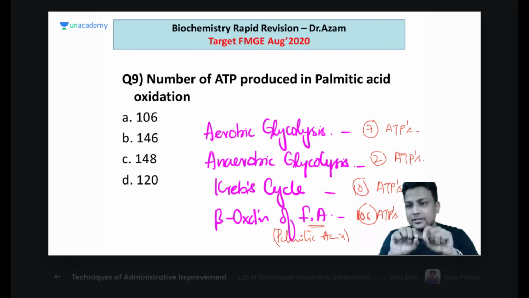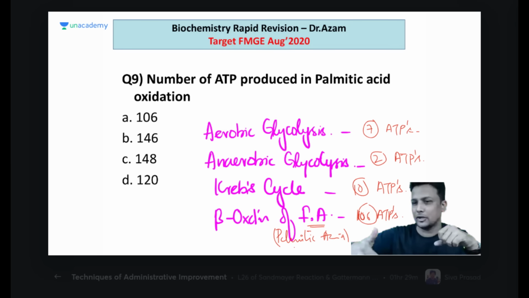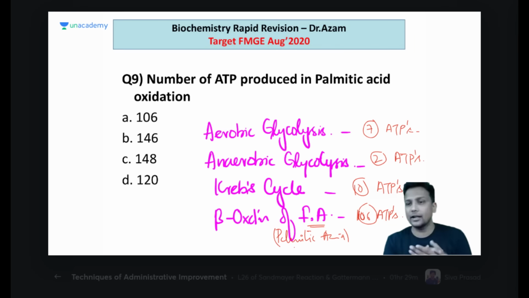I have made this entire series, like which concepts to be touched. And then Krebs cycle 10, and metabolism of palmitic acid, beta oxidation of the fatty acid.